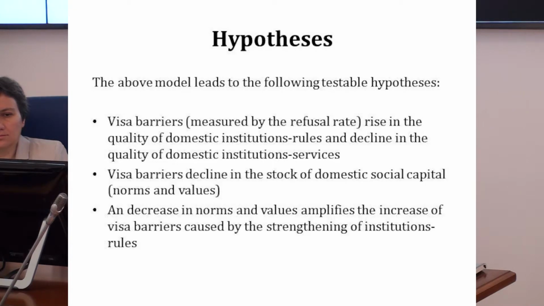And that leads finally to what we were looking for, that is, a comparative statics of the probability of visa refusal, which increases in the quality of institutions' rules and decreases in the quality of institution services. And that leads us to our hypothesis: visa barriers, and I'm going to talk in a second about how we measure visa barriers, rise in the quality of domestic institutions' rules and decline in the quality of domestic institution services.